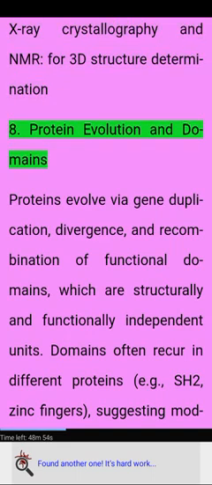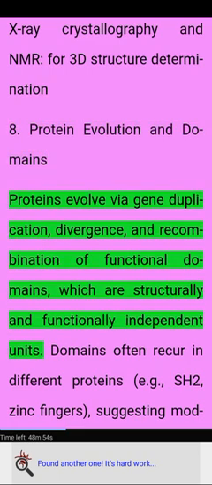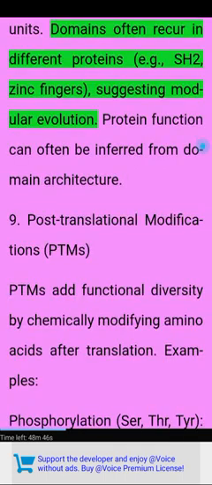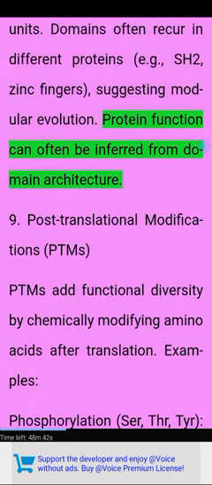8. Protein evolution and domains. Proteins evolve via gene duplication, divergence, and recombination of functional domains, which are structurally and functionally independent units. Domains often recur in different proteins, e.g., SH2, zinc fingers, suggesting modular evolution. Protein function can often be inferred from domain architecture.